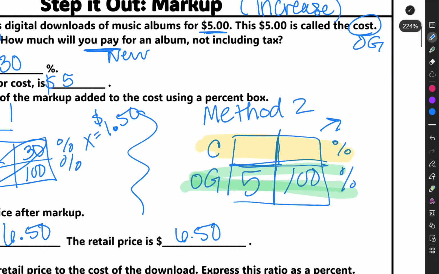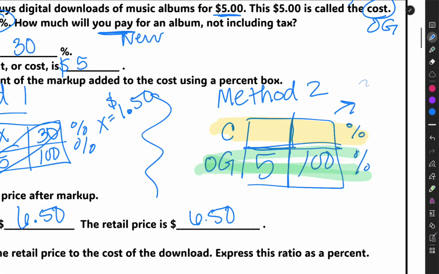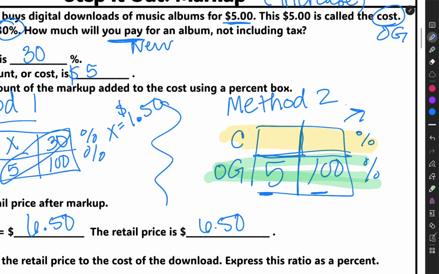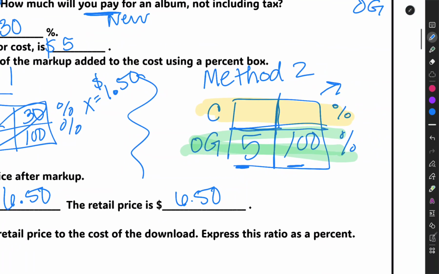So what if we look at changing the percent? If you think about this, as the customer, you're going to pay the $5 plus the $1.50. The $5 was 100% of the original cost. So you're going to pay not only 100% of the original cost, because it's a markup, you're also paying the extra 30%. So you're paying a total of 130% of the original box.